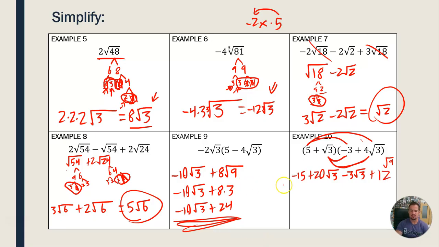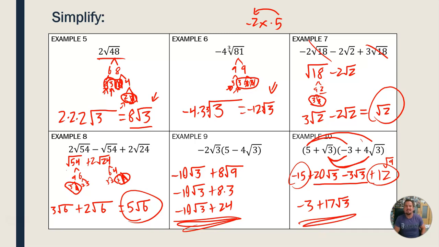Now let's combine some like terms. Negative 15 and 12 combine to make negative 3. And coming back to our addition and subtraction talk, 20 square root of 3 minus 3 square root of 3 is going to be 17 square root of 3. So my final answer there is negative 3 plus 17 square root of 3. Okay? That's how I deal with multiplying expressions together that have radicals in them.